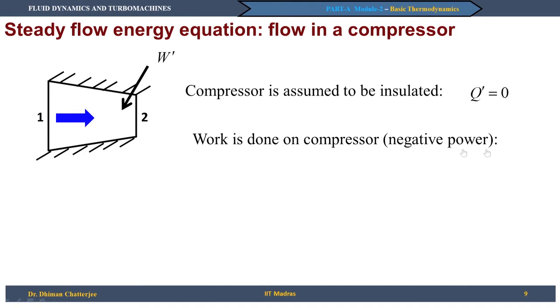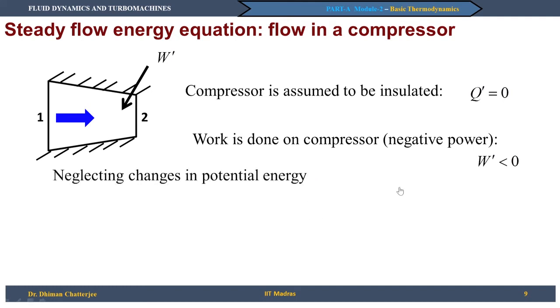So, electrical energy gets converted into mechanical energy, the blades move, and it produces the air motion. Now we are talking about a compressor, which is similar equipment, with a negative power, that is, W prime is less than 0. Following the same analysis as we have done for the turbine, neglecting changes in potential energy, we can say that Wc prime is equal to minus W prime, equal to m dot (H02 minus H01).